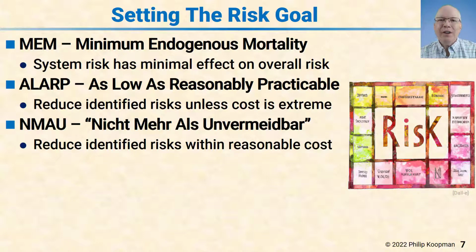Another less rigorous way of thinking about risk is NMAU, which is reducing the identified risks within a reasonable cost. So here the bar is set a little bit lower, as long as you know how to reduce the risk and the cost is reasonable, you have to do so. So it's along the lines of ALARP, but the bar is kind of set lower.